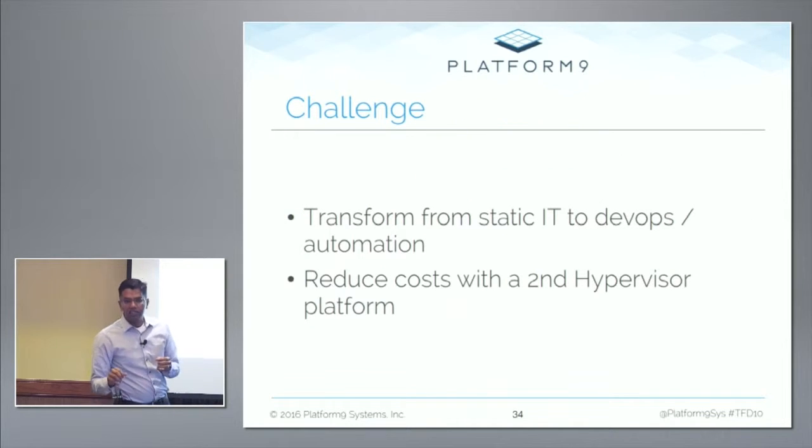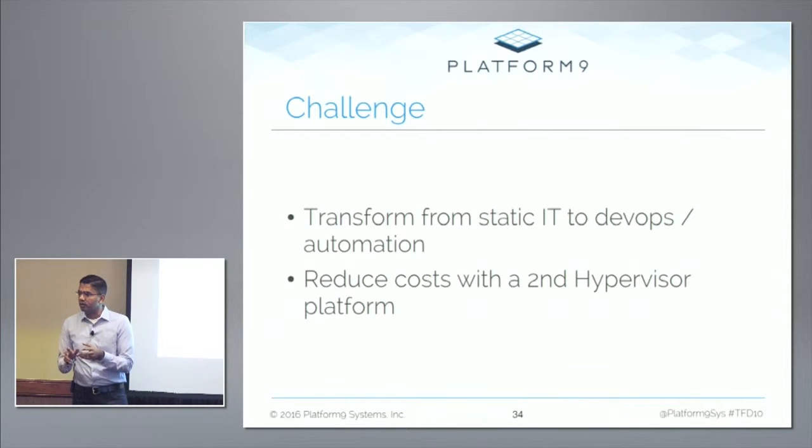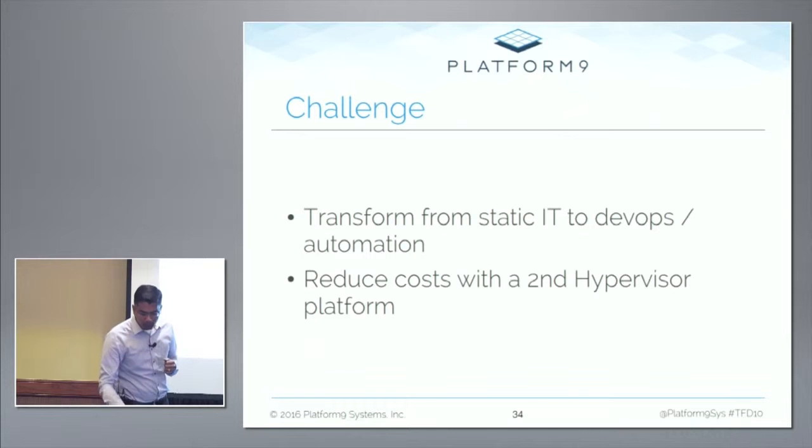The challenge was that the execs there are trying to bring about transformation in one of two ways. One is that they want to change the culture from being a static point-and-click IT environment to a DevOps automated infrastructure as code paradigm, right? And the other one was to reduce the cost of their infrastructure with a second hypervisor platform. I think we heard that today, but they had a stated goal. There's a mandate there to reduce costs with a second hypervisor platform.